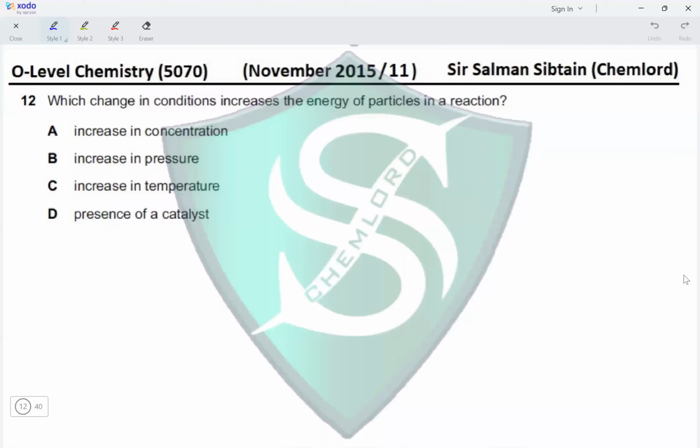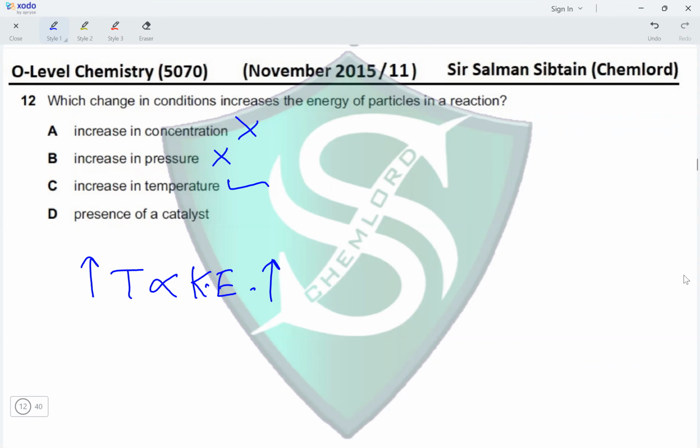Question 12. Which change in condition increases the energy of particles in a reaction? Increase in concentration has no effect on the change in energy of the particles in a reaction. Increase in pressure also does not change the energy possessed by the particles in a reaction. Increase in temperature, yes, because temperature is directly proportional to the kinetic energy possessed by the molecule. So if the temperature increases, the kinetic energy possessed by the molecules would increase. This would result in an increase in the energy possessed by all the particles during a reaction.